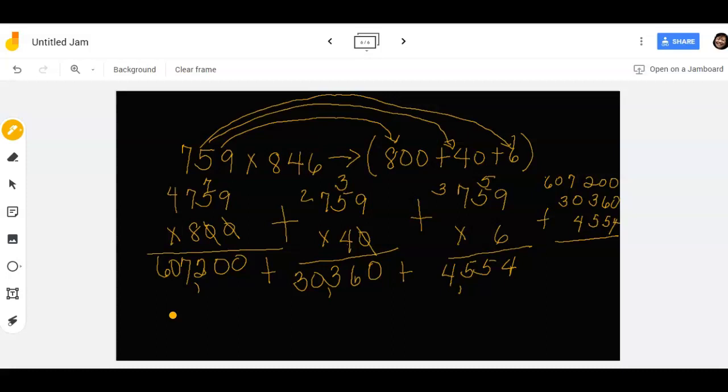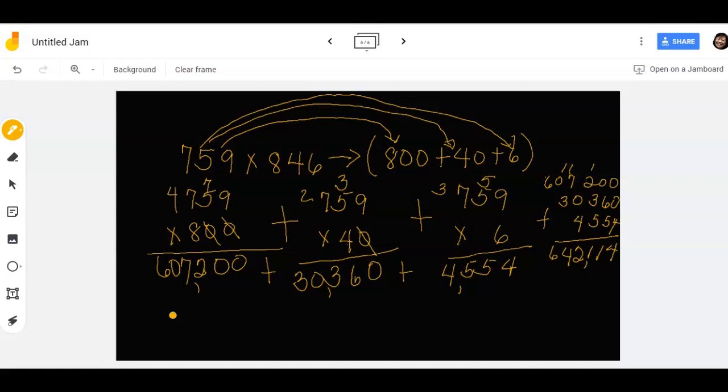So I would have 0 plus 0 plus 4 is a 4. 0 plus 6 is a 6 plus 5 is 11. 1 carry 1. 1 plus 2 is 3 plus 3 is 6 plus 5 is 11. 1 carry 1. 1 plus 7 is 8 plus 0 is 8 plus 4 is 12. So 2 carry 1. 1 plus 0 is 1 plus 3 is 4. And there's nothing here below 6, so I will just bring down the 6. So finally, I have 642,114.